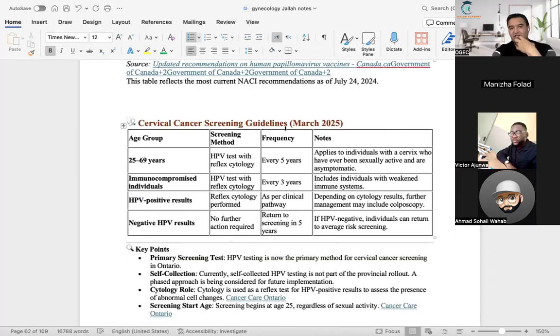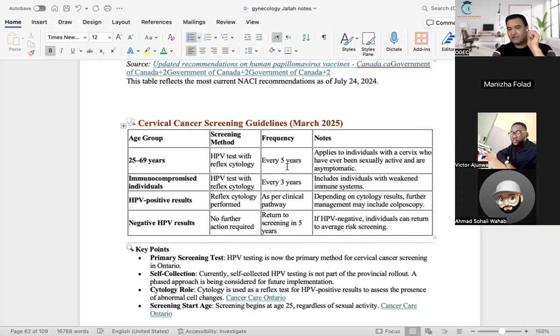Cervical cancer screening guideline, March 2025. For ages 25 to 69, HPV test with reflex cytology every 5 years. This is the new guideline, March 3, 2025. For anyone between 25 and 69, the HPV is the primary test with the reflex cytology. It doesn't mean we don't do the pap smear anymore. We do it, but it's not the primary anymore.